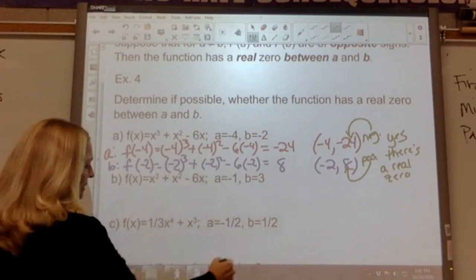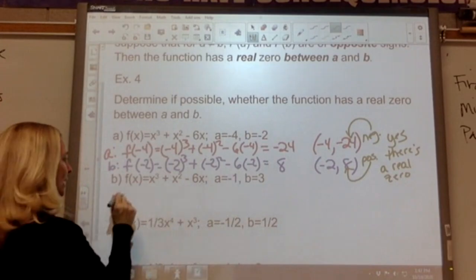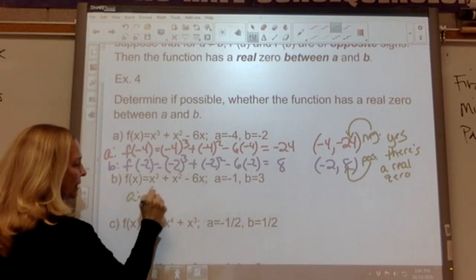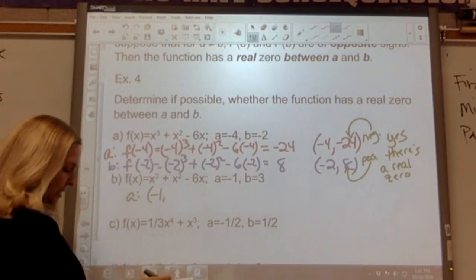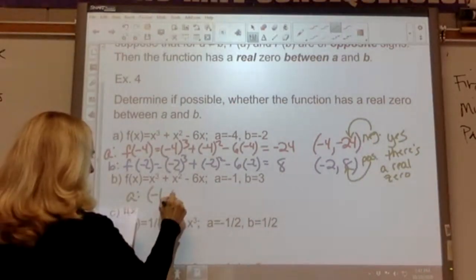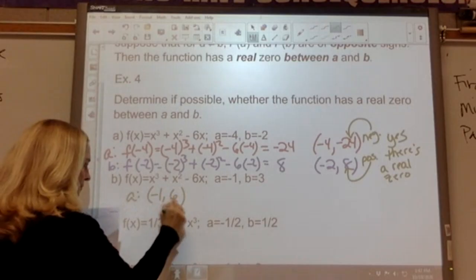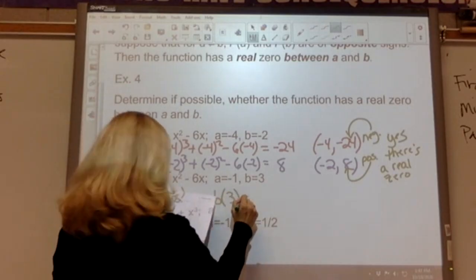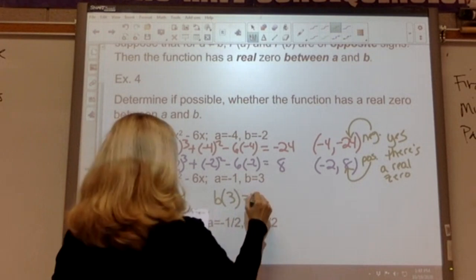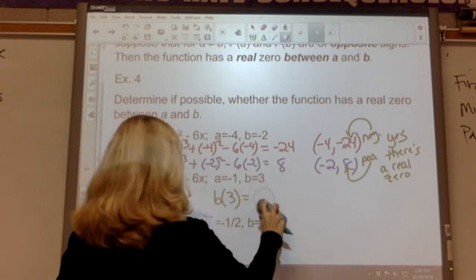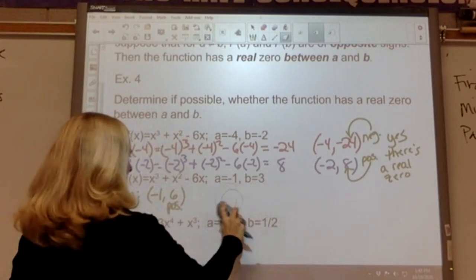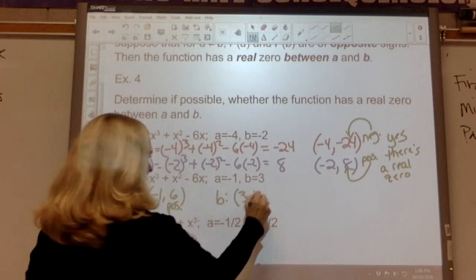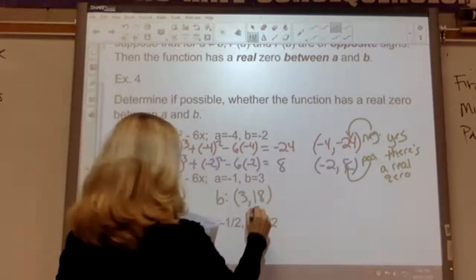Now, just go through and plug these in, and so I'll just tell you what you should get for negative 1. When you plug in negative 1, you're going to get positive 6. And when you plug in 3, you're going to get 18. So for part B, you plug in 3, you're going to get 18, which is positive.